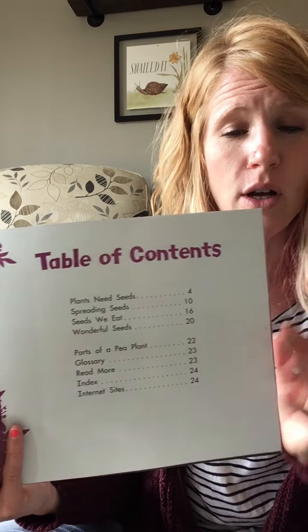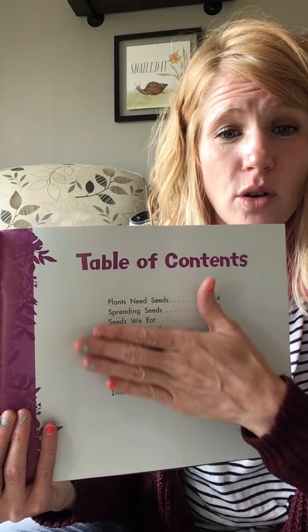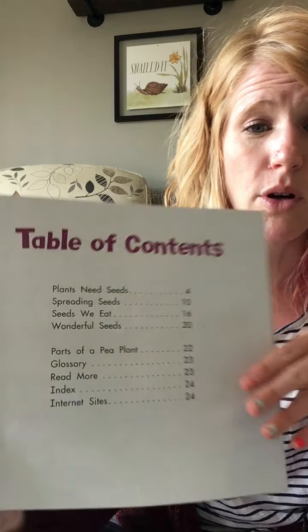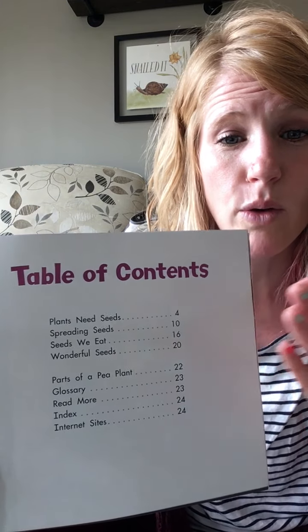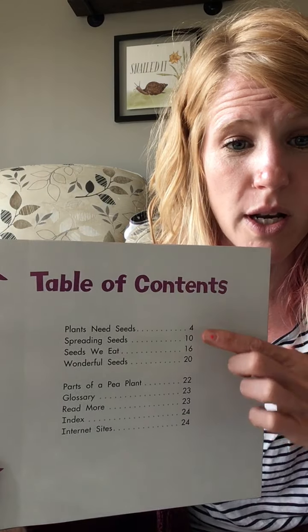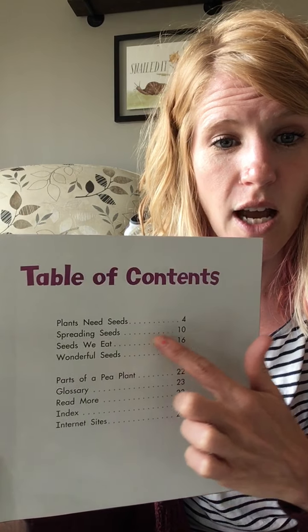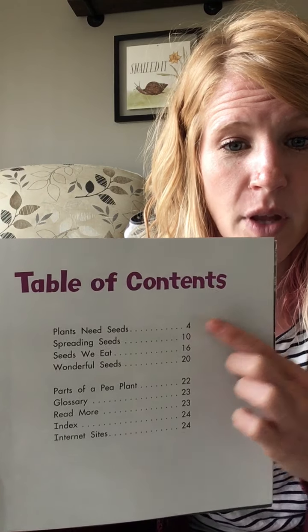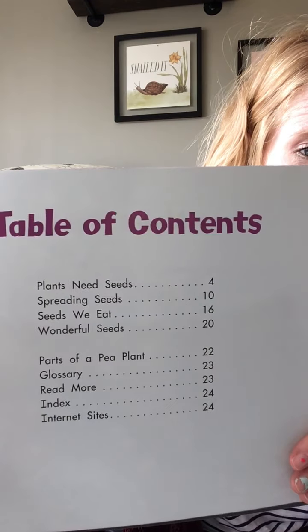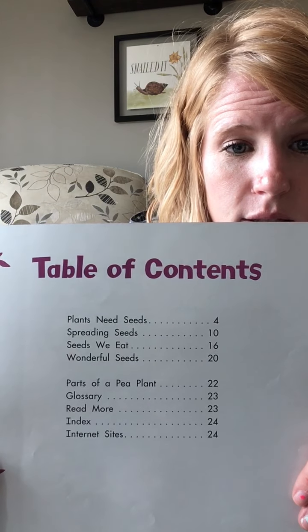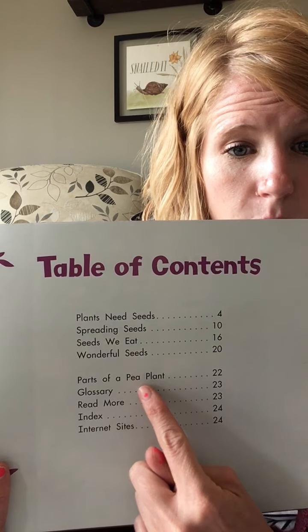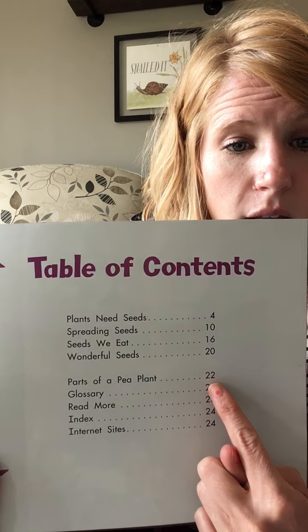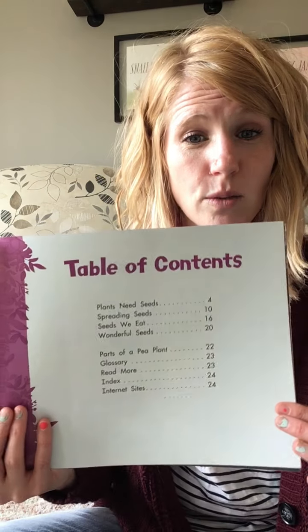This is called the table of contents. Remember, a table of contents has all of the stuff that's going to be inside the book and what page to look at it. Okay? So if I wanted to go back through and read just a part about spreading seeds, I would go to page 10. If I wanted to find information just about the parts of a plant, parts of a pea plant, I would look on page 22. So that's what the table of contents does for us.